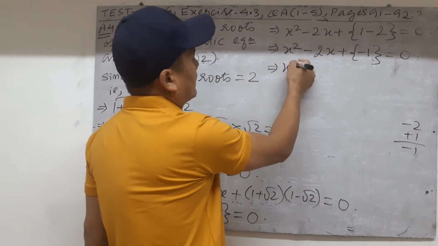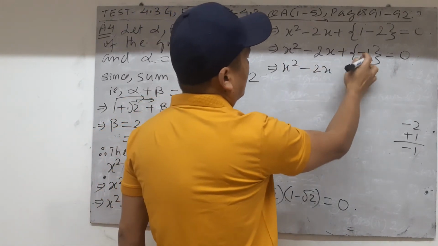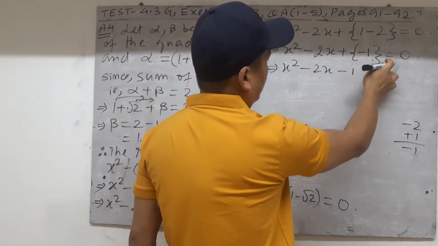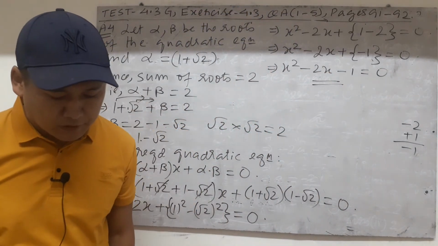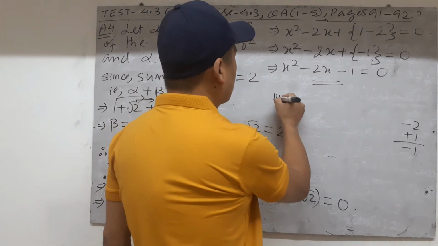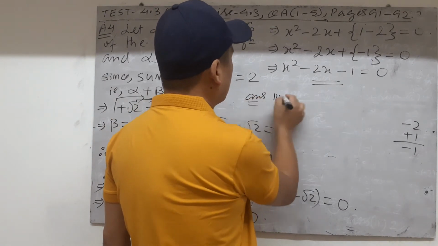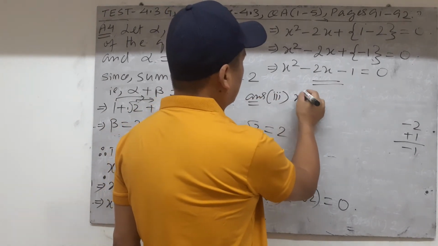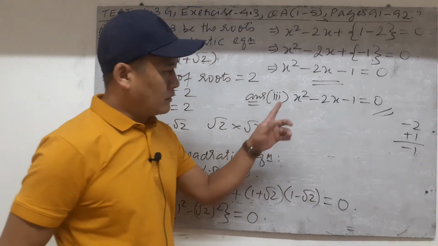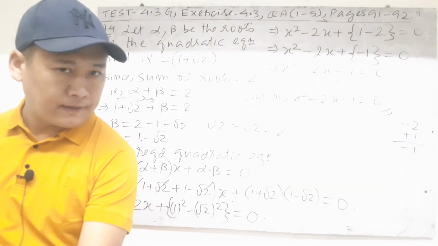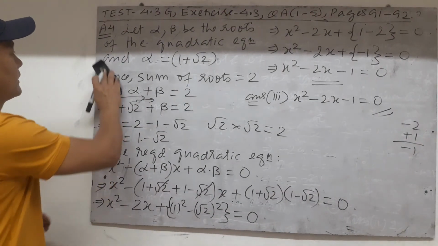So that gives you x squared minus 2x plus, minus, and then the bracket removed. So this is the required quadratic equation, and the one matching this is the third one. So the answer is the third one, having this same one, x squared minus 2x minus 1 equal to 0. You can look into your textbook. Okay, so that is the fourth one.